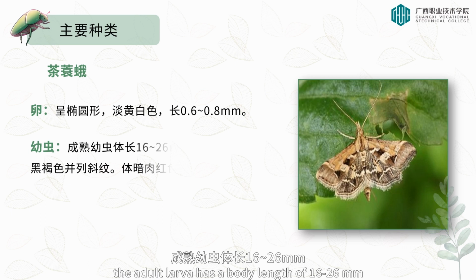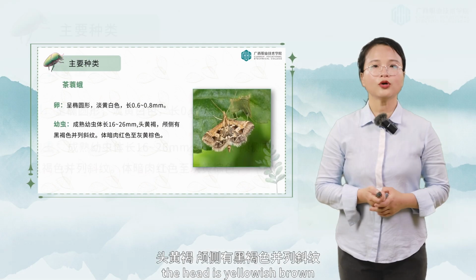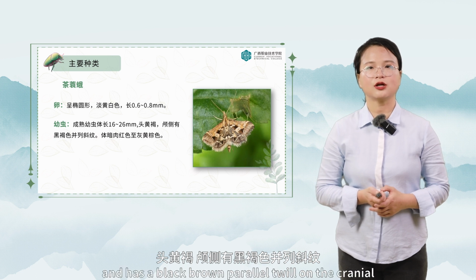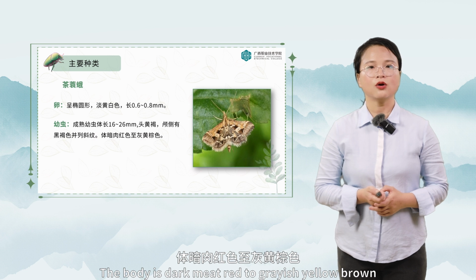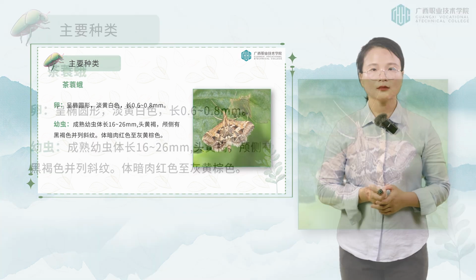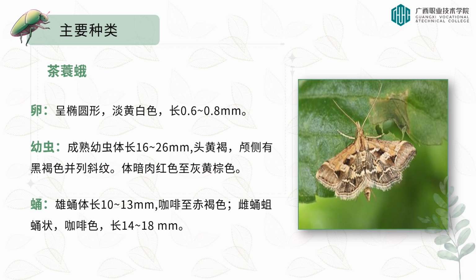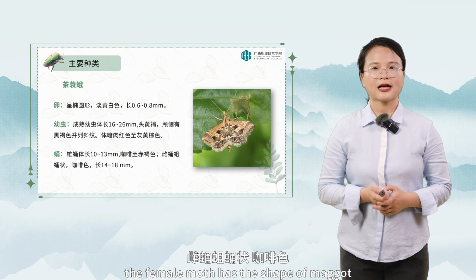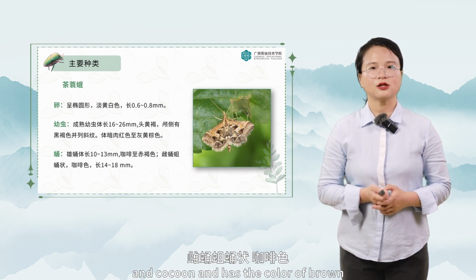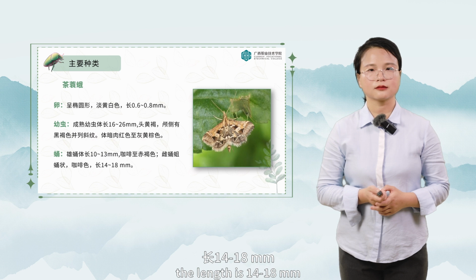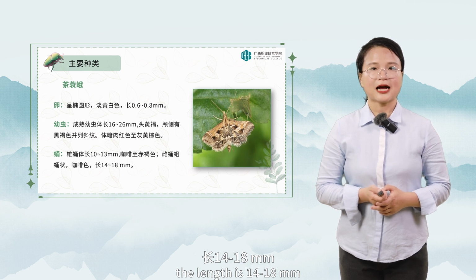The adult larva has a body length of 16 to 26 millimeters. The head is yellowish brown and has a black-brown parallel twill on the cranial. The body is dark meat red to grayish yellow brown. The body length of the male pupa is 10 to 13 millimeters, coffee to rose color. The female moth has the shape of a maggot and cocoon and has the color of brown. The length is 14 to 18 millimeters.